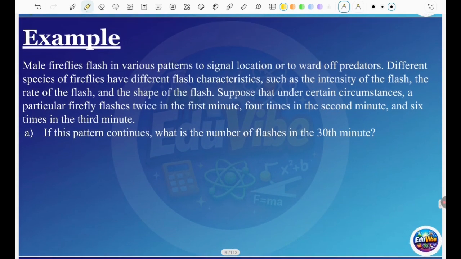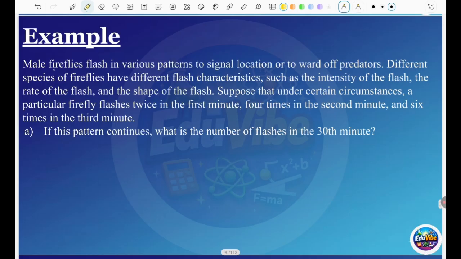So let's do one last question from the word problem type. Male fireflies flash in various patterns, signaling location or to warn off predators. Different species of fireflies have different flash characteristics, such as the intensity of the flash, the rate of the flash, and the shape of the flash. Under certain circumstances, a particular firefly flashes twice in the first minute, 4 times in the second minute, and 6 times in the third minute.